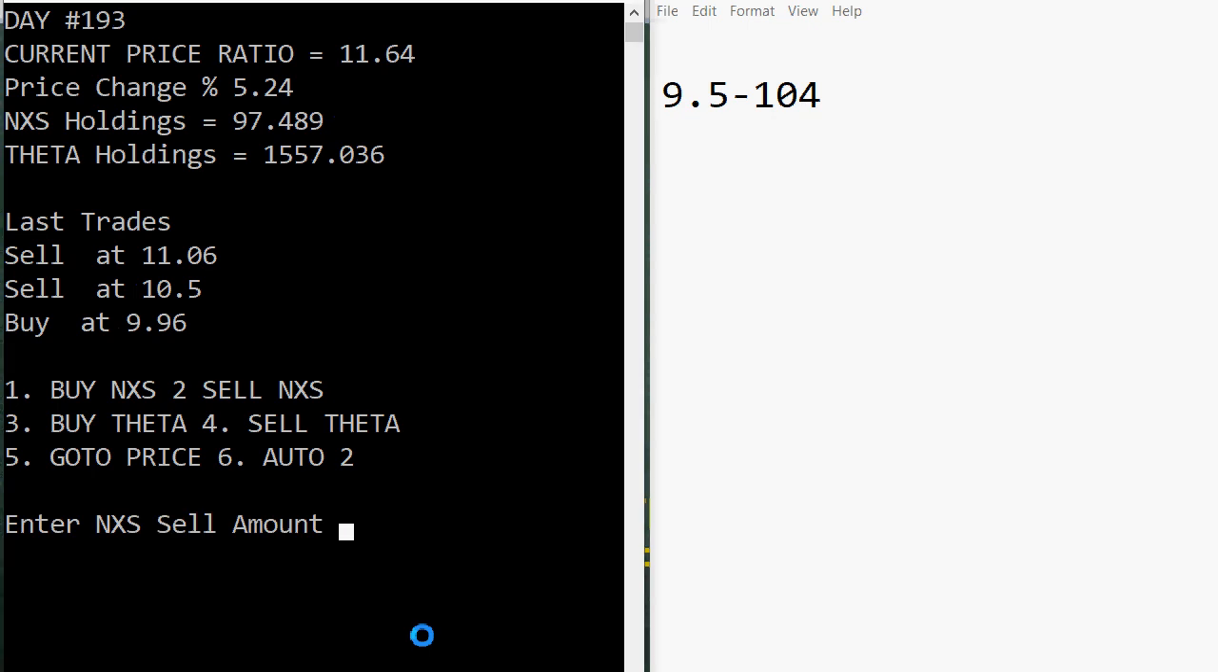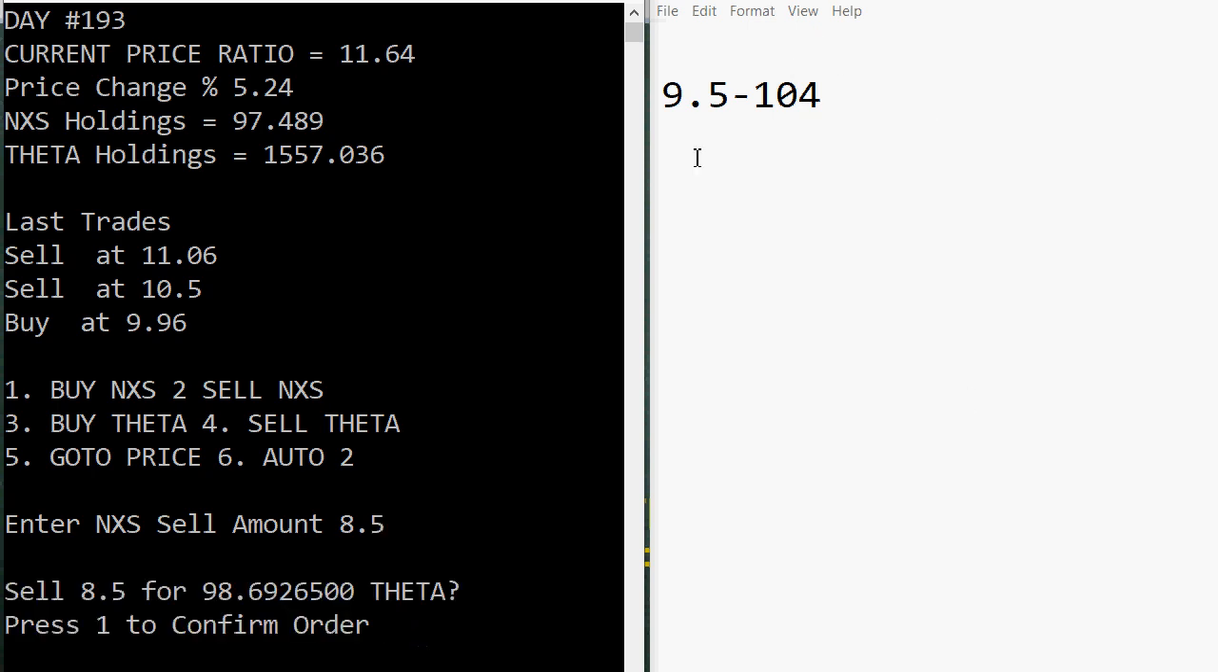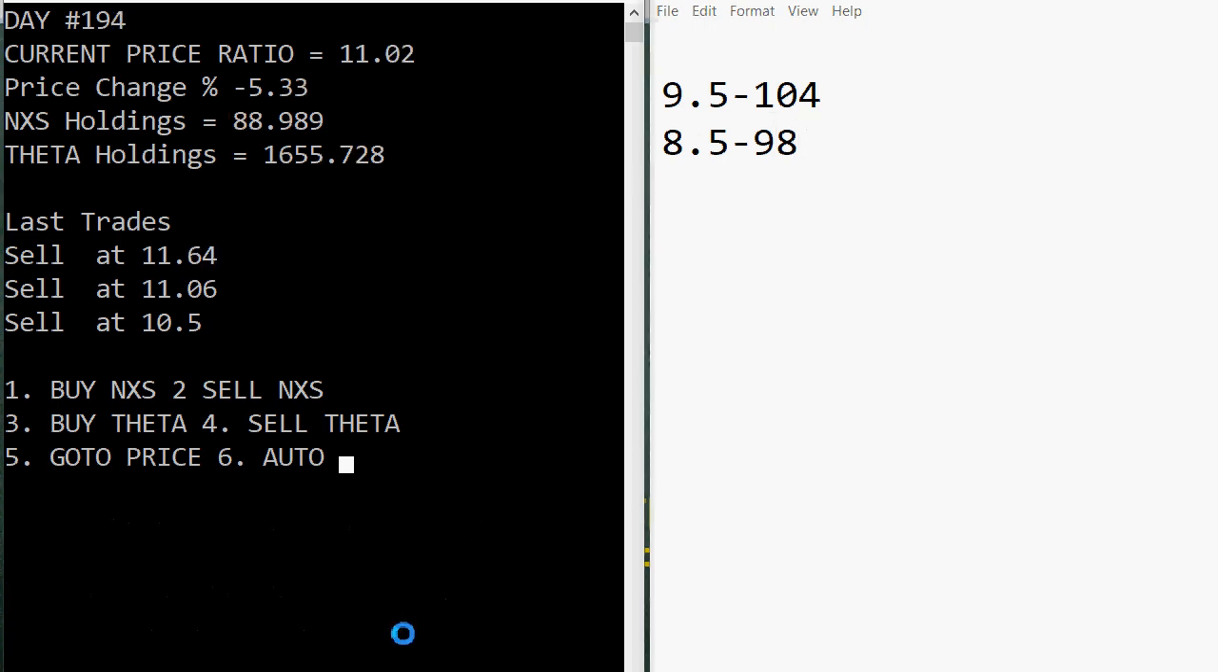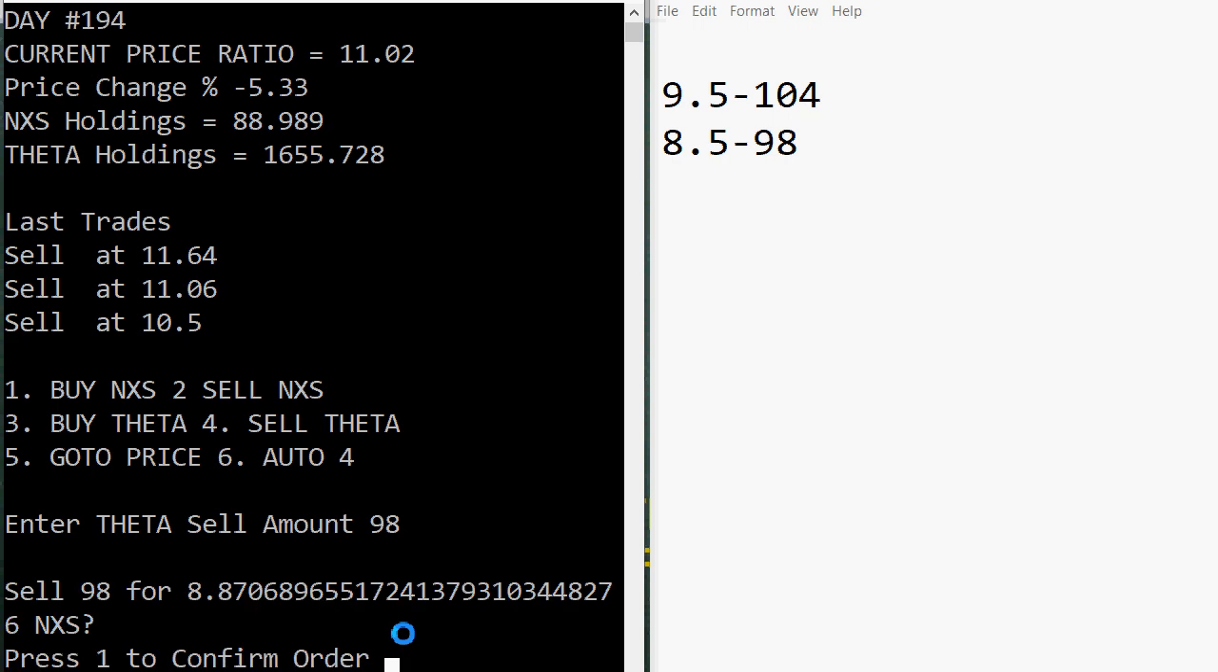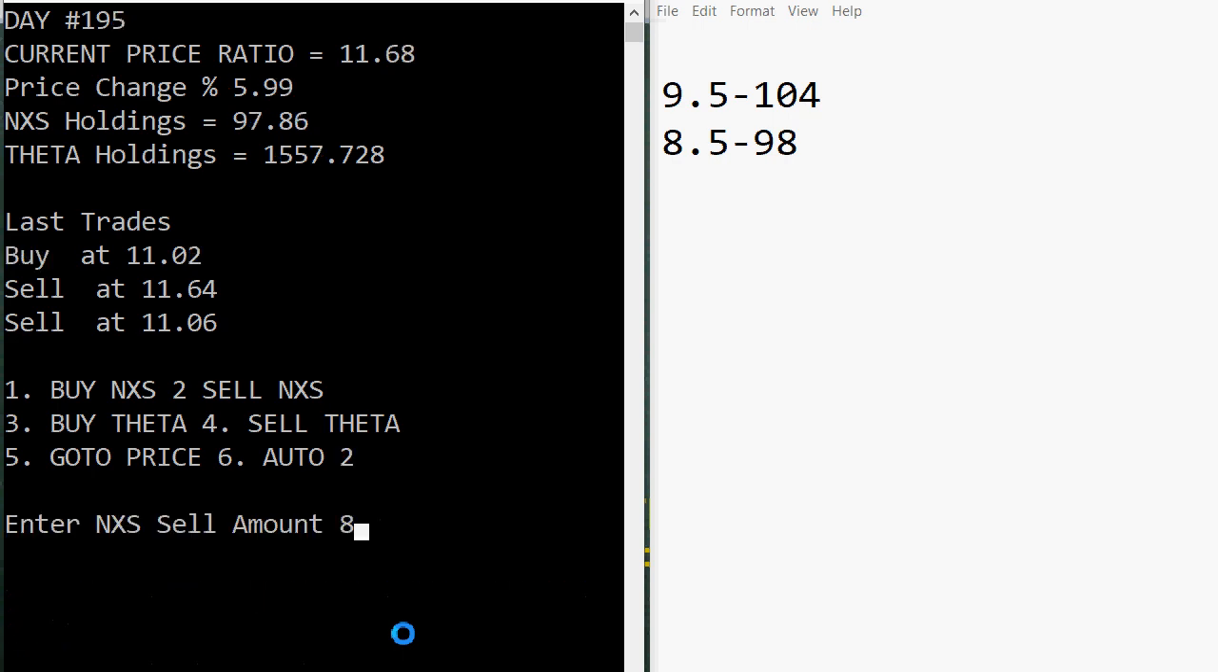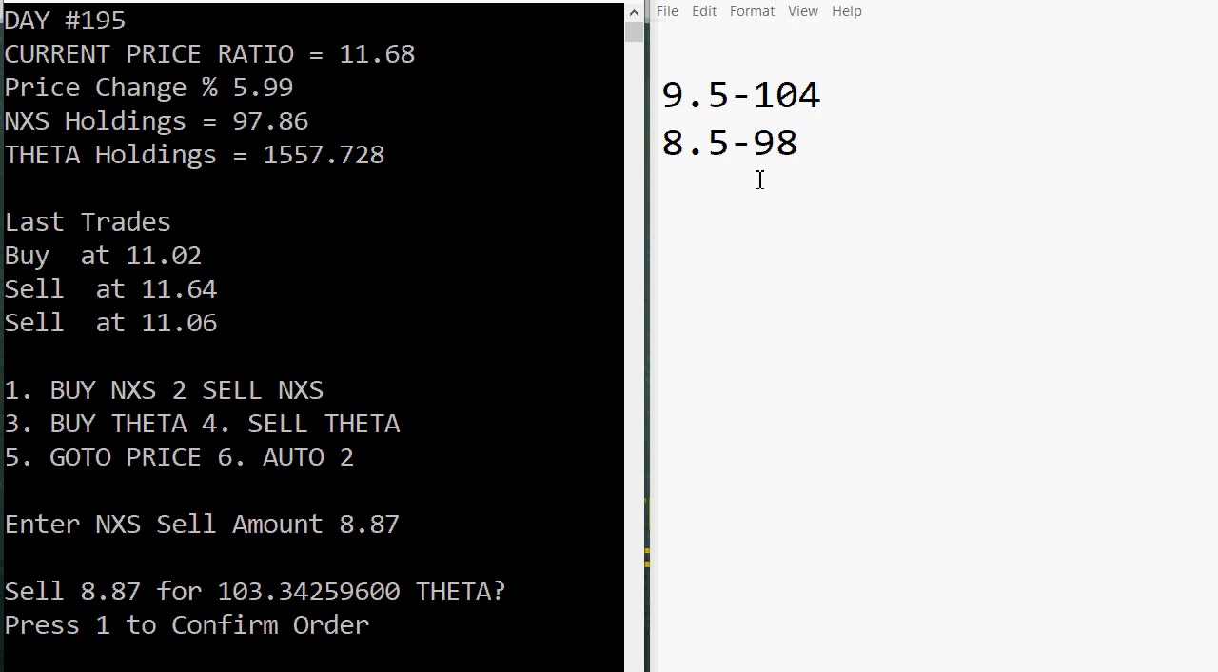So we did 9.5 last time. I don't want to sell out here, so 8.5 is still pretty big, and I'm going to get less than that 94, but I want to keep my inventory intact as well. Okay, now it goes down, so we'll sell the 98 and get back 8.87, and it goes up, so we'll sell the 8.87. So we'll do it this way now.